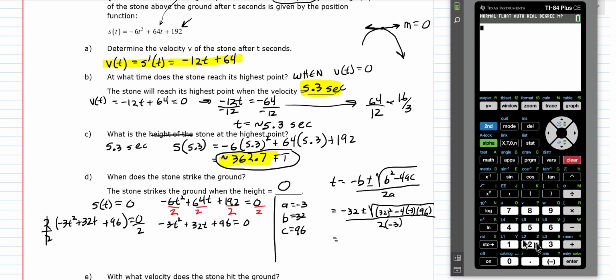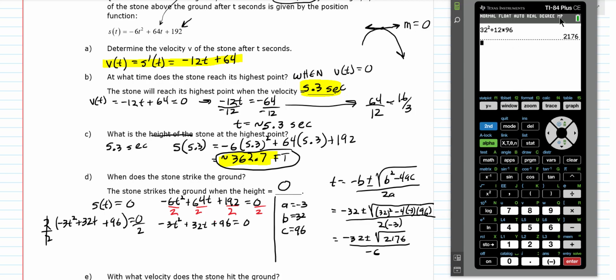All right, so I'm going to work out what's under the radical. We call that the discriminant. So I do 32 to the second. See, this is a plus, there are 2 negatives there, so it's plus 12 times 96. I kind of do a few things in my head, and then I'll record that. So now I've got negative 32 plus or minus the square root of 2176 all over negative 6.